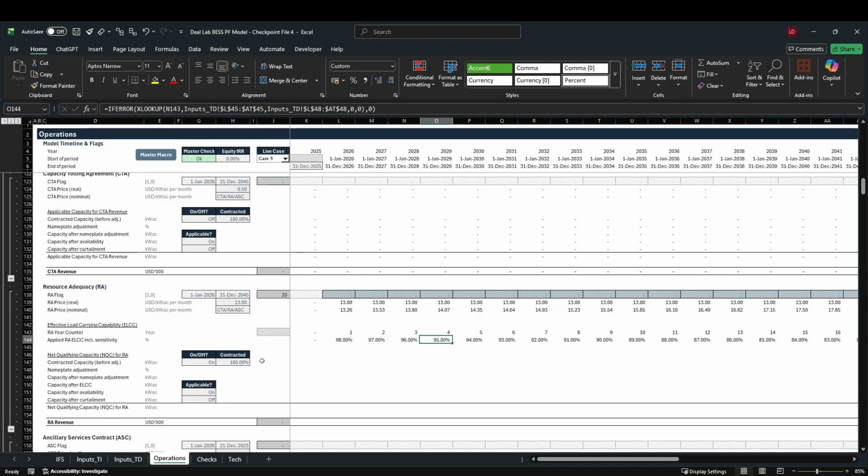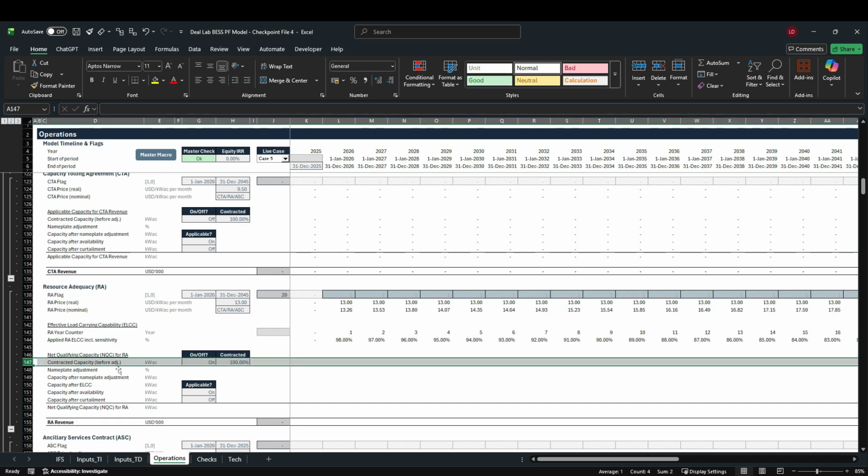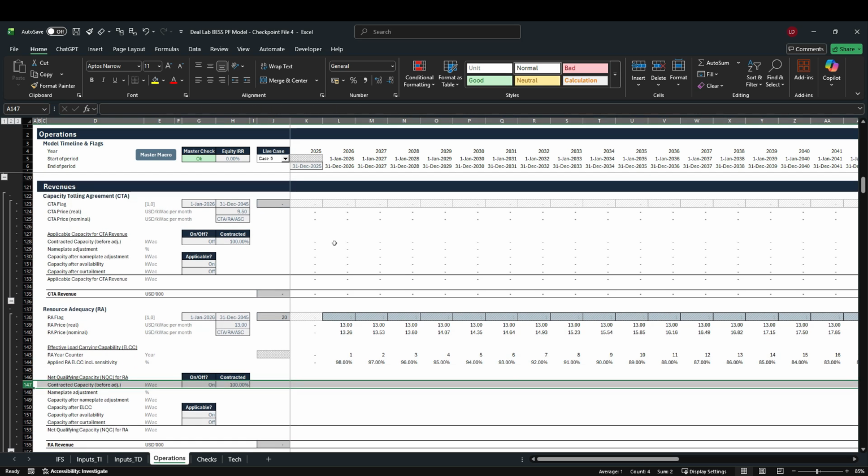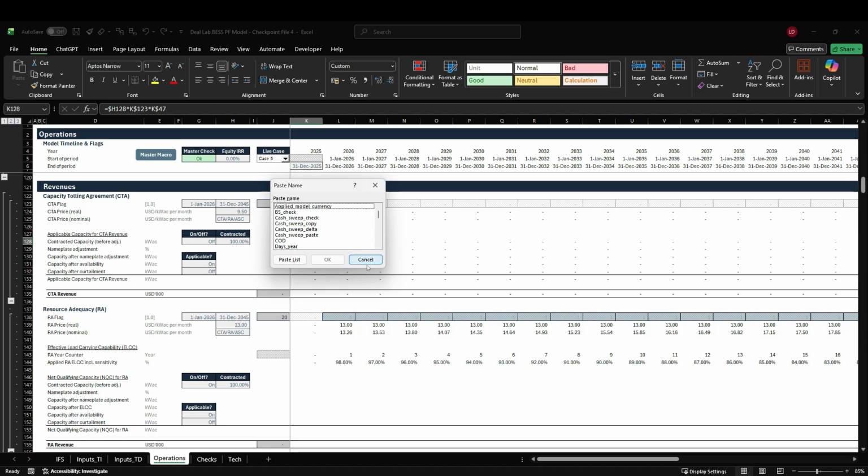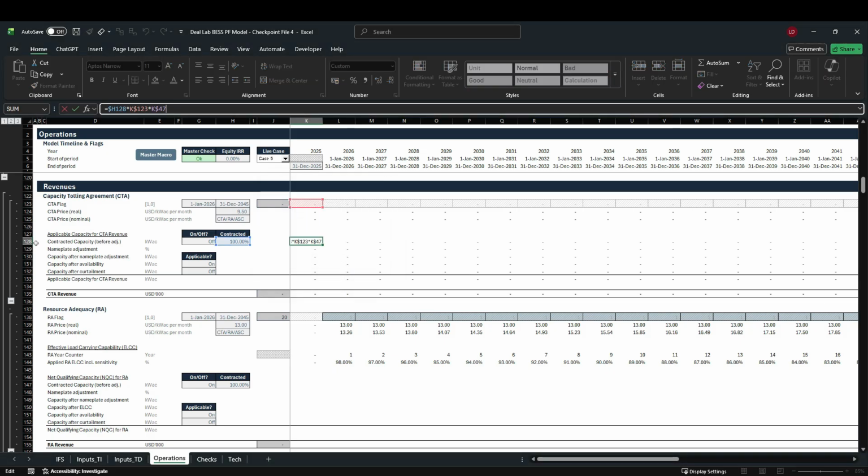And this is an additional factor that will reduce our fixed capacity payment. And you can see that the later we get in the time series, the lower that value will be, because more and more BESS will be installed throughout the grid, which essentially makes our BESS less valuable to system operators under a resource adequacy structure. The next thing we can pick up is our contracted capacity before any adjustments. And let's try to reuse the same we used here in 128.